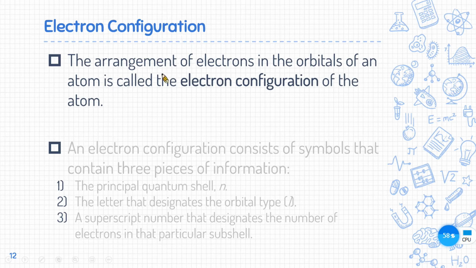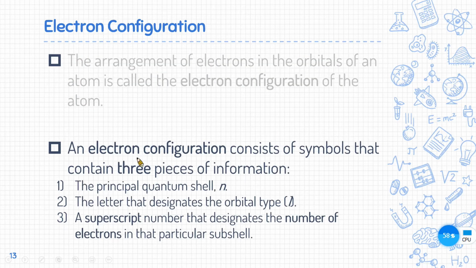Electron configuration. The arrangement of electrons in the orbitals of an atom is called the electron configuration of the atom. An electron configuration consists of symbols that contain 3 pieces of information: the principal quantum shell, n; the letter that designates the orbital type, l; and a superscript number that designates the number of electrons in that particular subshell.